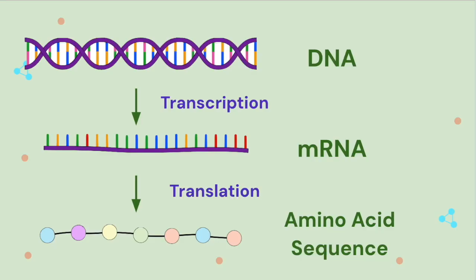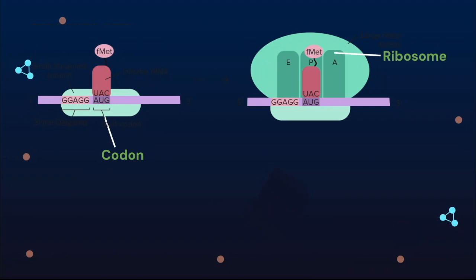The second step, translation, takes place in the cytoplasm. In this stage, the mRNA converts to a chain of amino acids that forms a protein. First, the mRNA formed in step 1 leaves the nucleus and binds to a ribosome, which reads the mRNA 1 codon, 3 nucleotides at a time.